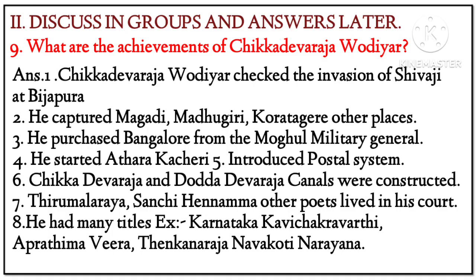He started 18 kacheris. He introduced the postal system. Chikkadevaraja and Dodadevaraja canals were constructed. Tirumala Raya, Sanchi Hannamma and other poets lived in his court. He had many titles, for example, Karnataka Kavi Chakravarti, Apratima Veera, Henkaraja, Navakoti Narayana.